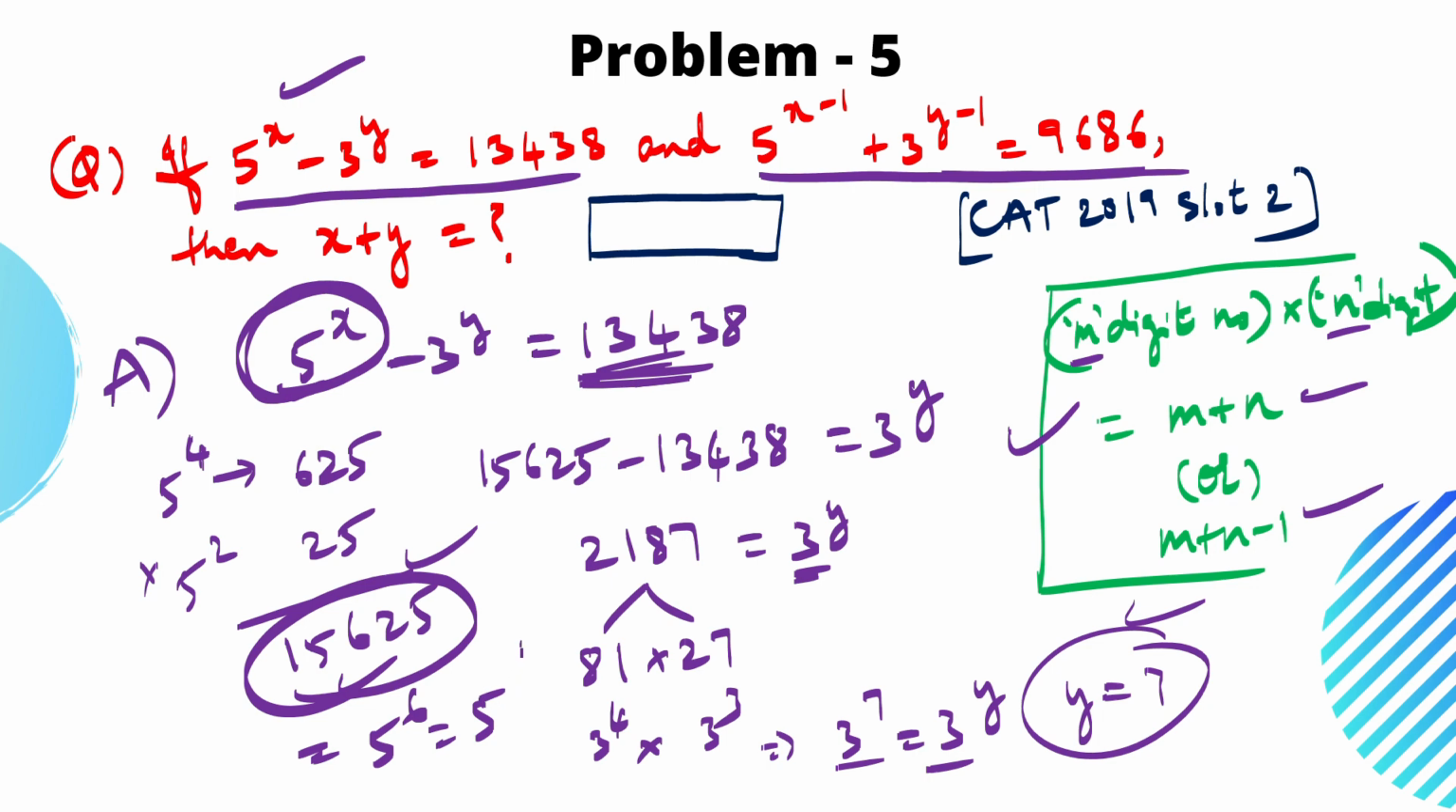Now 5 power 6 is equal to 5 power x. So x is equal to 6. Here we are asked for the value of x plus y. x is 6, y is 7. So 6 plus 7 is equal to 13.